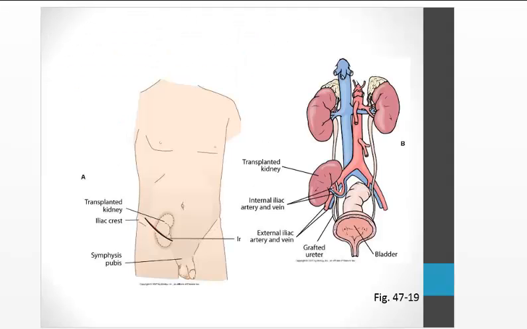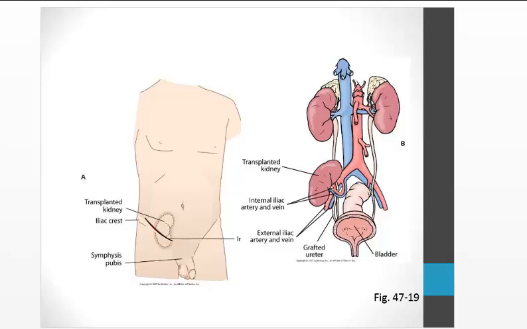And so here's a picture of a transplanted kidney that is in that right iliac crest area. If you want to read about the actual procedure that is done, you can read about that in your Lewis book. But basically, the internal iliac artery and vein and the external iliac artery and vein are anastomosed and replanted in order to support the new kidney.